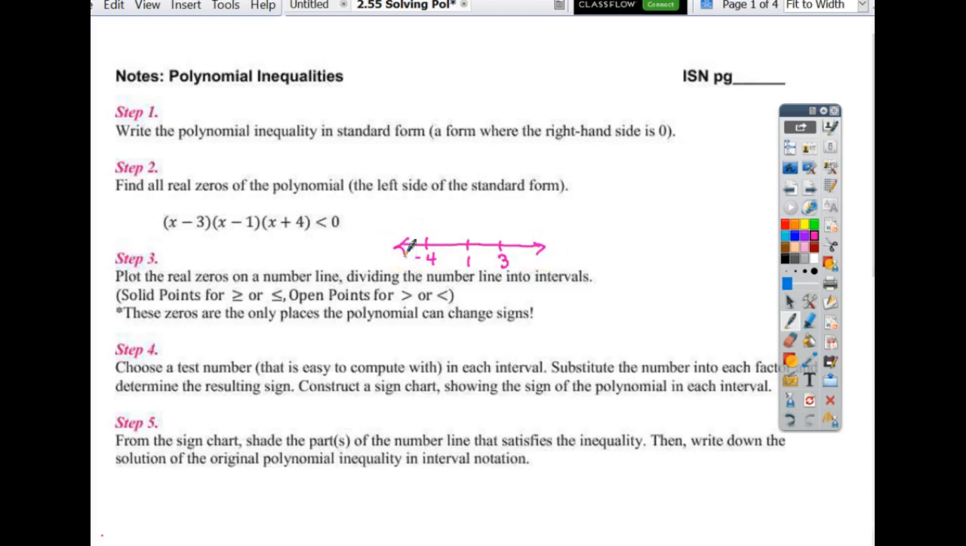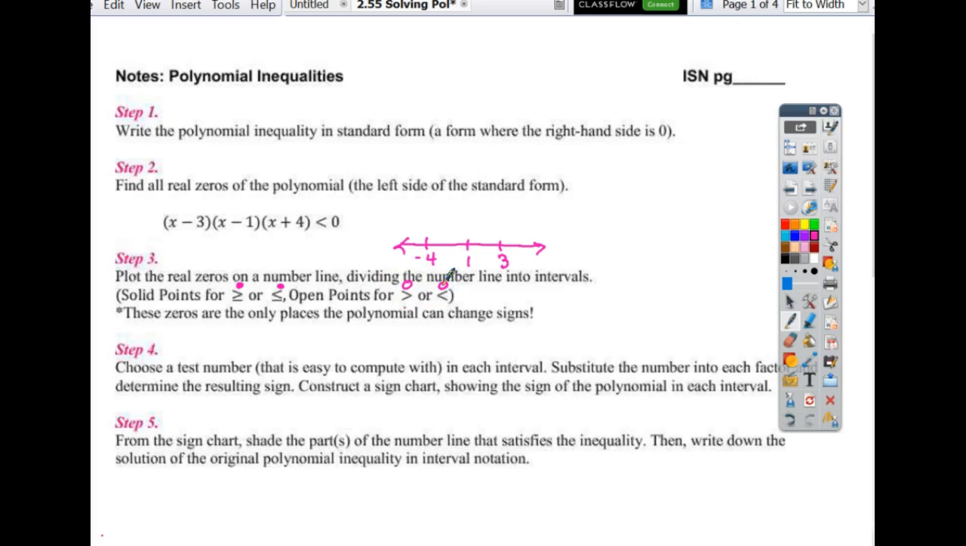After we do this, this example wants all of the values less than 0, which means the answer has to be negative. If it's less than 0, it has to be negative. If it's greater than 0, it has to be positive. So in this case, I want all my negative answers. Don't forget when you're doing this, if it had the equal to, these get closed circles, and if it doesn't have the equal to, these get open circles.